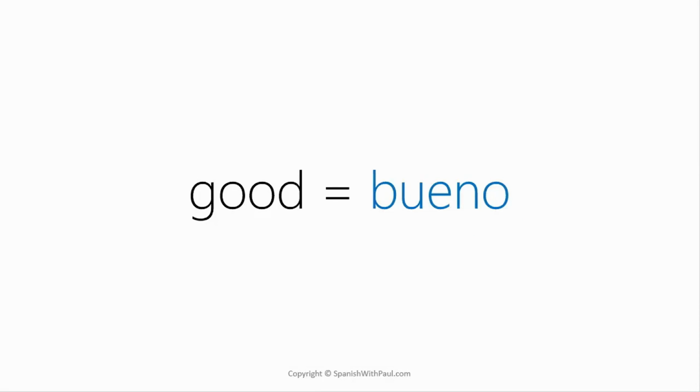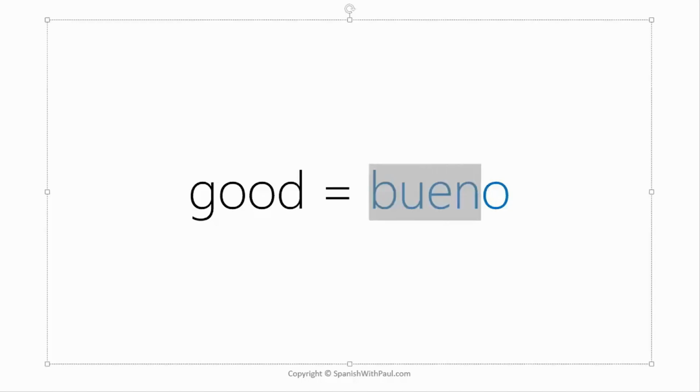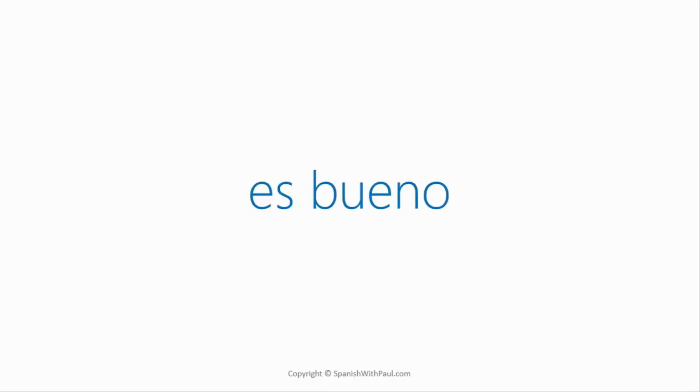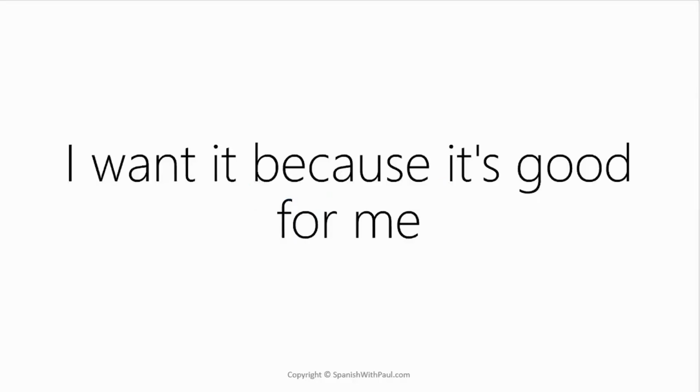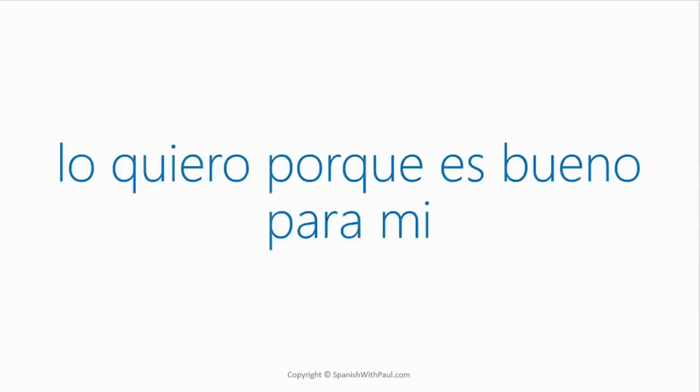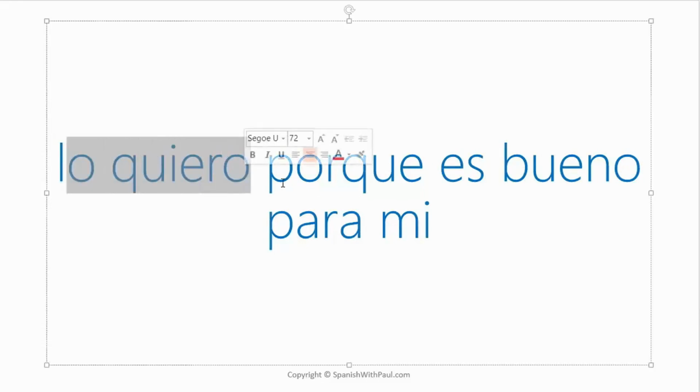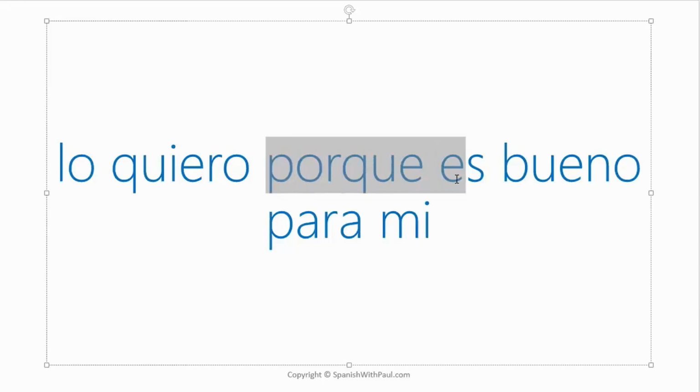The word for good in Spanish is bueno. Bueno. How would you say it's good? Es bueno. Try to say, I want it because it's good for me. Lo quiero porque es bueno para mí. I want it, lo quiero, because, porque, it is good. Es bueno for me, para mí.